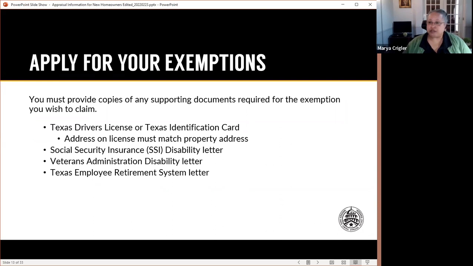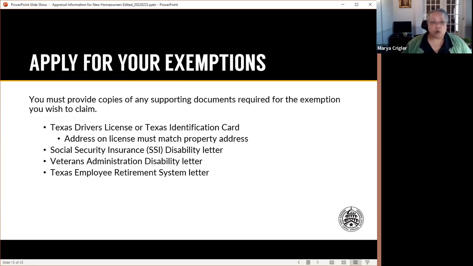So as soon as you purchase a house, one of the first things that you're going to want to do is get your driver's license or your ID card updated, and make sure that the address is matching. Then you can submit that application and a copy of your driver's license. That's one of the things that most new property owners forget to do when they're submitting their application: they forget to include a copy of their driver's license or their ID card.